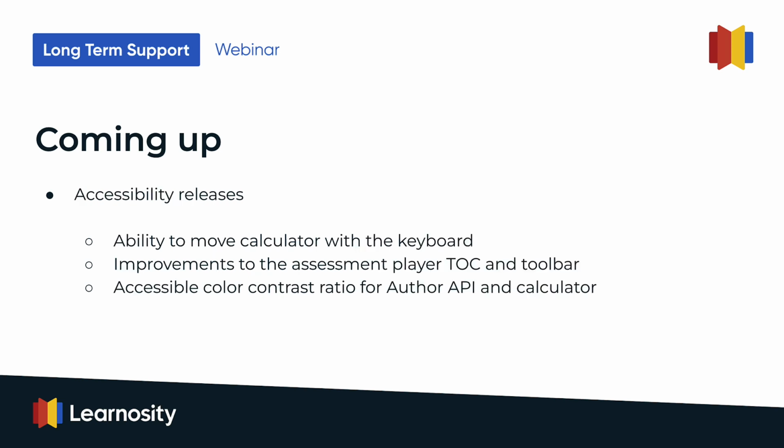Last and of course, never least, is accessibility. This time around, we have added the ability to move the calculator using just the keyboard. We've got improvements to our assessment player, the table of contents, and the toolbar. And we've added better color contrast for the author API as well as the calculator. And of course, there are a series of other smaller accessibility enhancements. We'll try and go through a few of those as well.